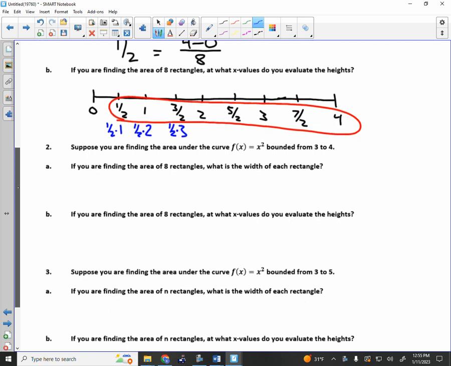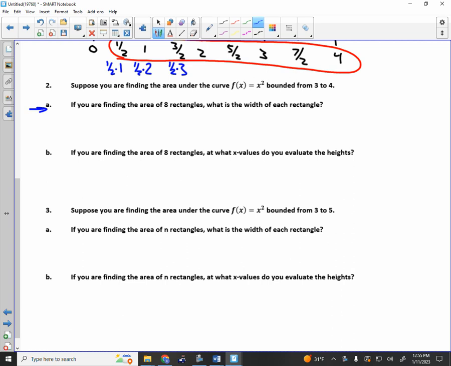Okay? All right. 2a, if you're finding the area of 8 rectangles, we're going to bound from 3 to 4. What's the width of each rectangle? Talk to your peers. Go.